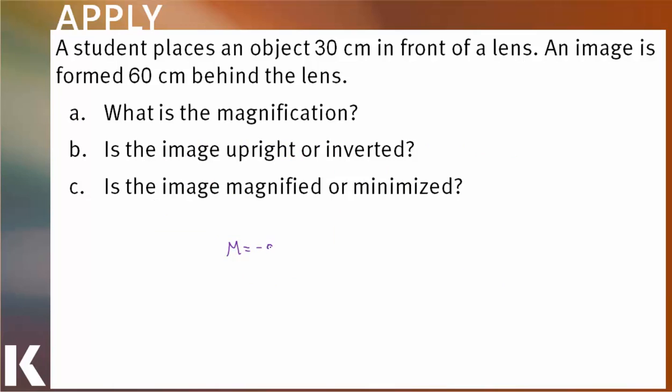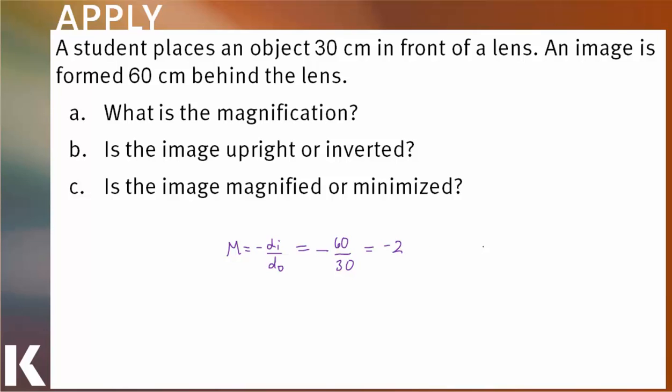Now to answer the questions, let's calculate magnification. And again, it's negative image distance over object distance. So plug in the values that we just determined and use a positive 60 centimeters since it's real, over a positive 30 centimeters, which gets us negative 2. So the magnification is negative 2.